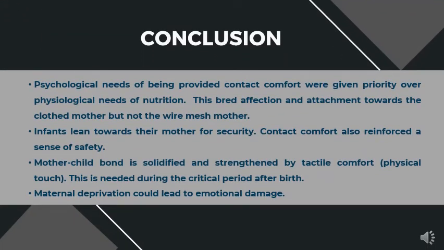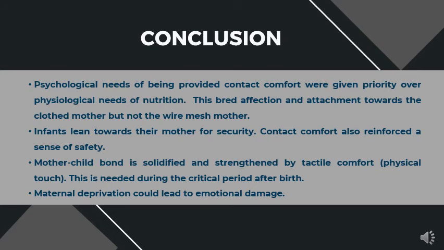From the experimental results, several conclusions can be drawn about the mother-child relationship in ensuring an emotionally healthy child is reared. Psychological needs of being provided with contact comfort, rather than physiological needs of being provided with lactation, was the major determinant in forming attachment and engendering love towards the surrogate mother. The physical touch present was what bred affection towards the cloth surrogates as more time was spent cuddling and clinging onto them. Furthermore, infants lean towards their mothers for safety, and this was reinforced by contact comfort. Clinging is a natural response when under distress, and when infants need a sense of security, they cling to their mothers who provide tactile comfort. This clinging response suggests a healthy and affectionate mother-child relationship.